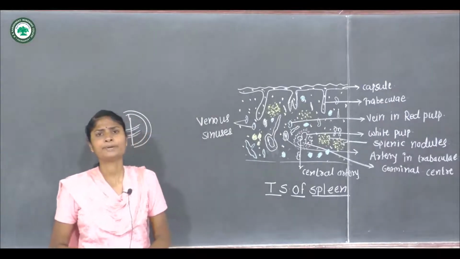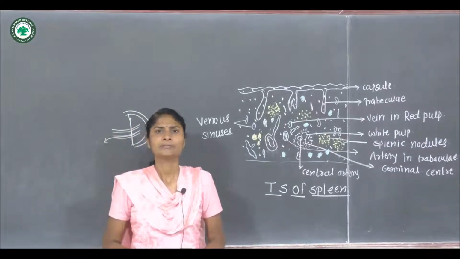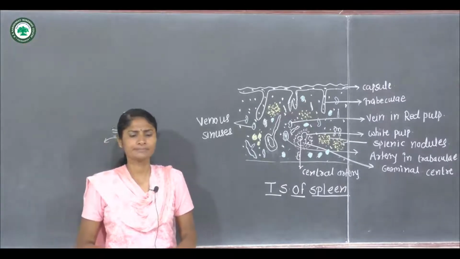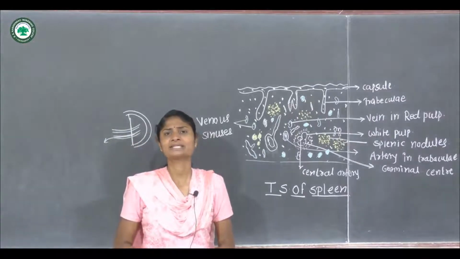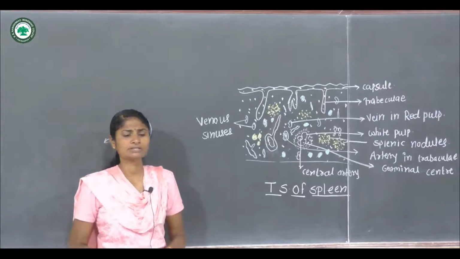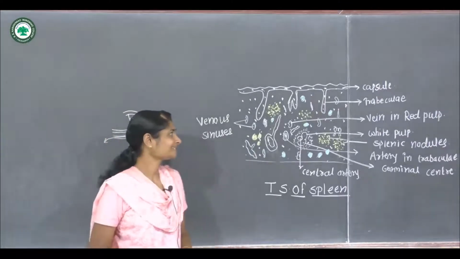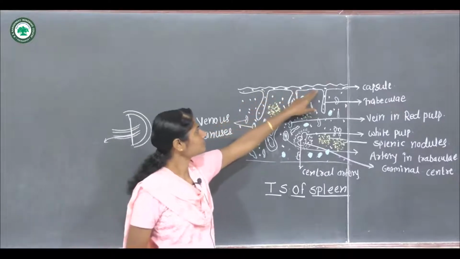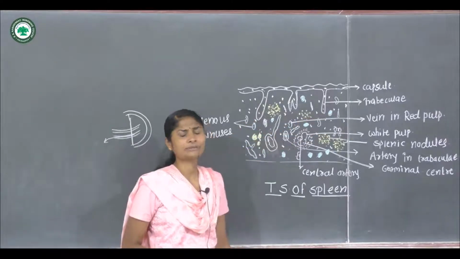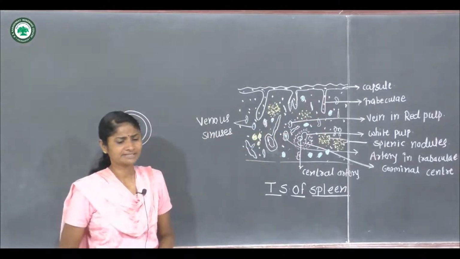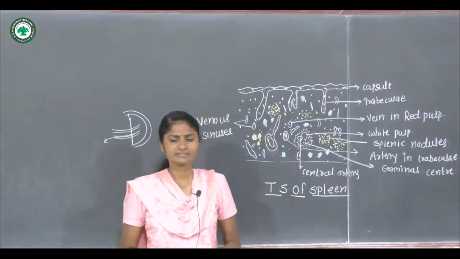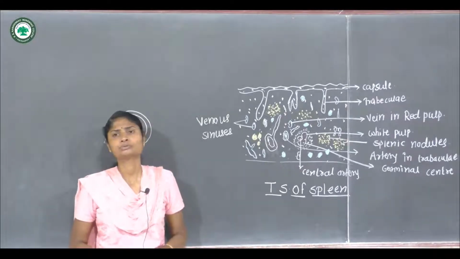Beneath the peritoneum is a capsule of fibroelastic connective tissue containing some smooth muscle fibers. From the capsule, dense connective tissue forms projections that extend into the substance of the spleen, called trabeculae. The capsule sends out septa, and these septa are called trabeculae. These trabeculae divide the spleen into different areas containing generally smooth muscles.